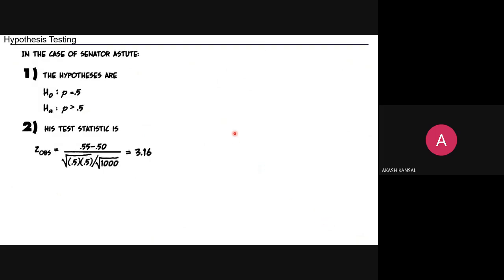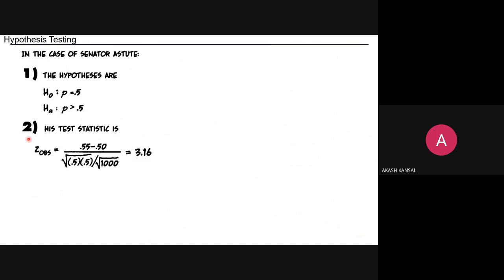In case of Senator Astute, let's talk about Senator Astute. So what are the steps in the hypothesis testing, and what results do they give? The null hypothesis in case of Senator Astute is p is equal to 0.5, and the alternate hypothesis is p greater than 0.5, right?